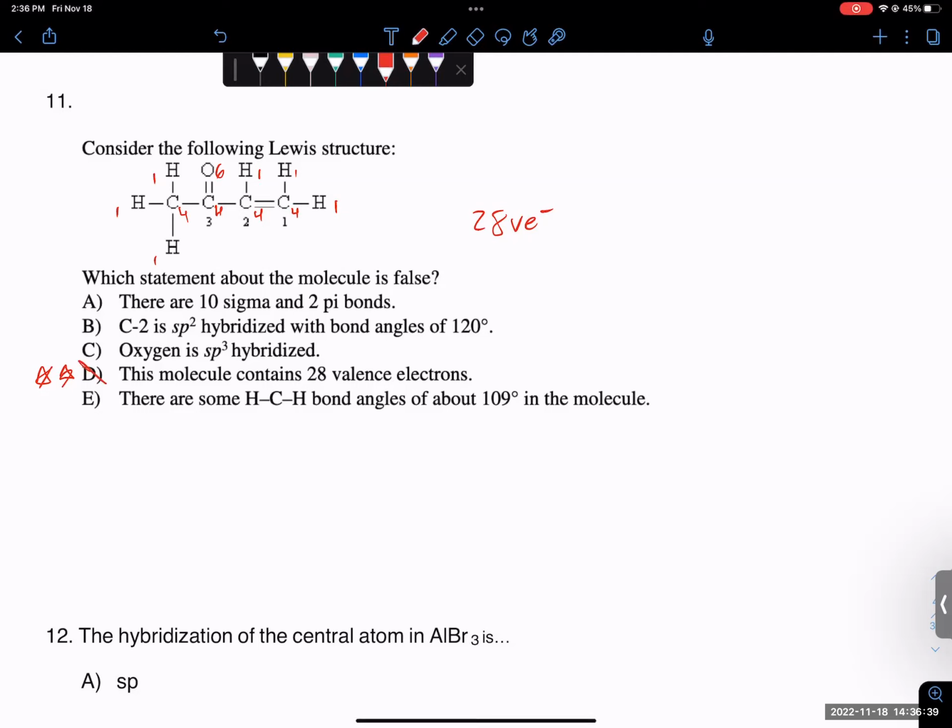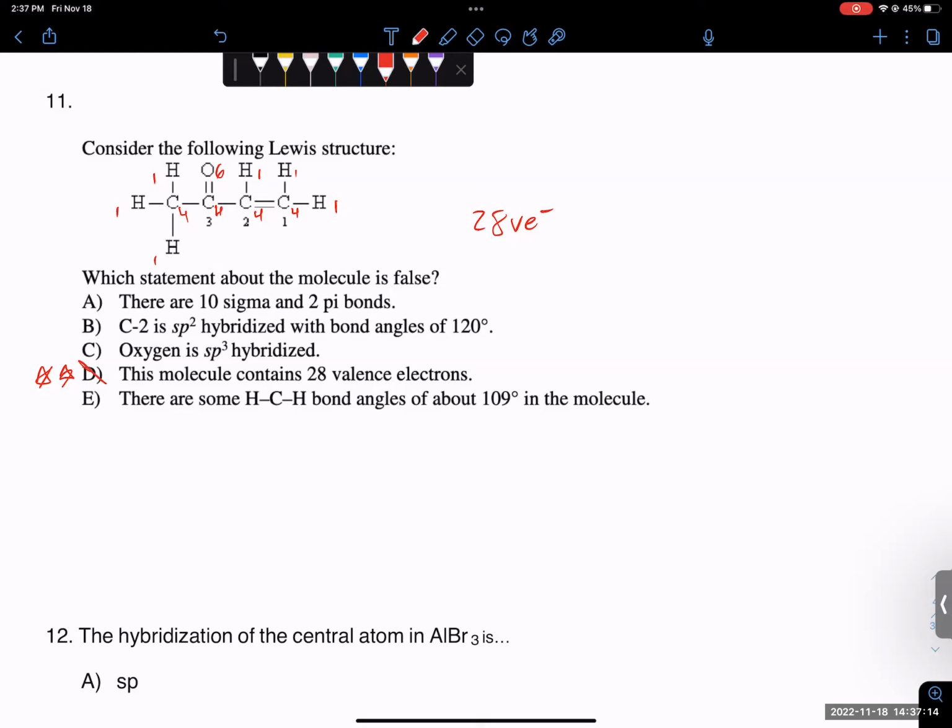Anyone on Zoom get any other answer choices? Okay, Alex says A. There are 10 sigma bonds and 2 pi bonds. Check it this way. Oh, this guy finally decides to not be virtual. Well, that's true, those bonds. Okay, so Tomer said A is true.